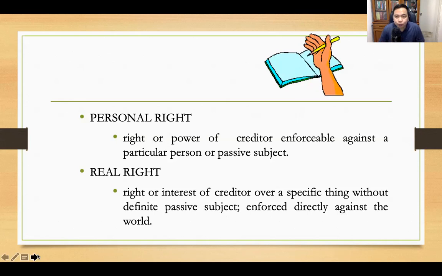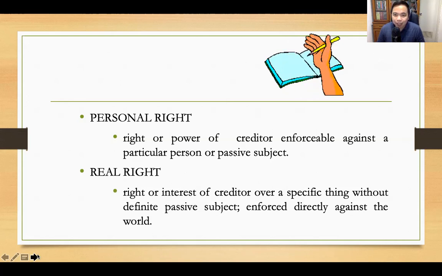Okay, personal right versus real rights. A personal right is a right or power of the creditor which is enforceable against a particular person or passive subject. A real right, on the other hand, is when the right or interest of the creditor over a specific thing is without a definite passive subject. It is enforceable against the whole world. A personal right, class, is enforceable against a particular person or passive subject. On the other hand, a real right is enforceable against the whole world.